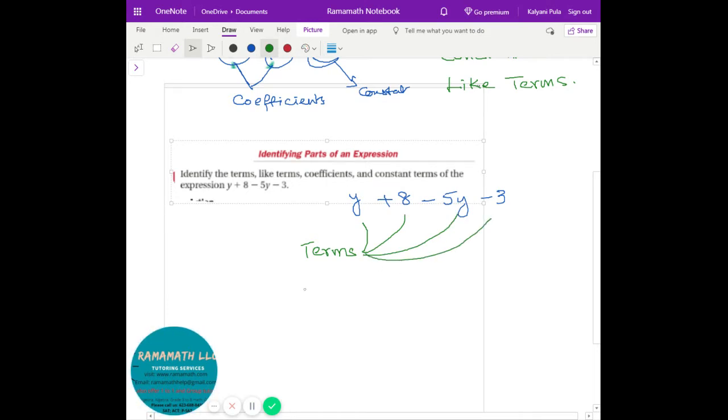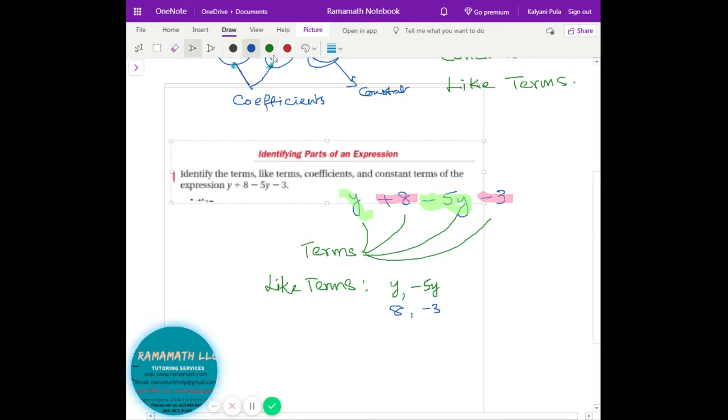Next, like terms. Like terms means the same letter, or you can say the same variable. So in this one, like terms are y and 5y. These two are the like terms. So I can write it like this: the like terms are y and negative 5y. And another like terms are the constant numbers, positive 8 and negative 3. They're also like terms.